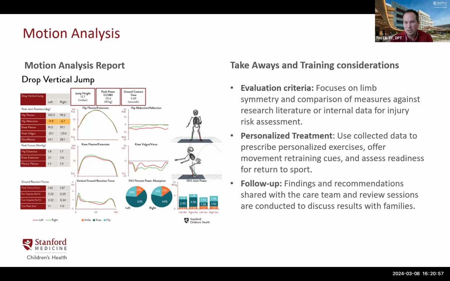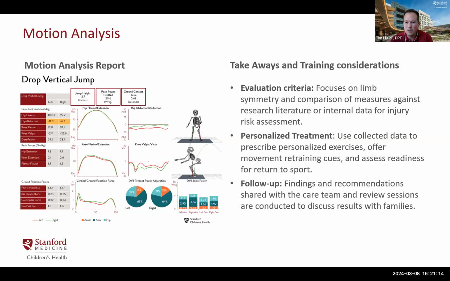So I think the big advantage here is that we're able to use some of this data to really customize some of the recommendations that our patients are receiving, and in turn hopefully reduce those chances of seeing a re-injury.